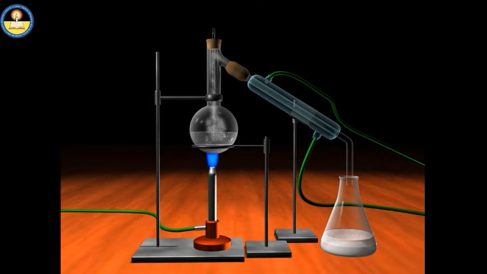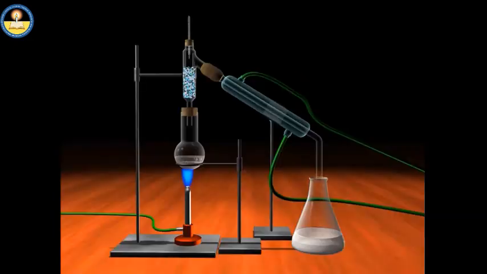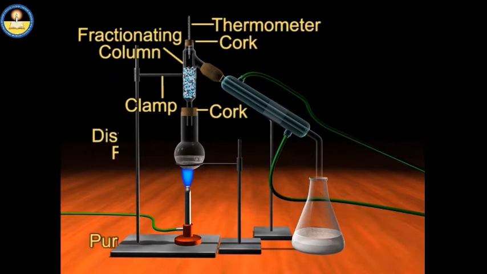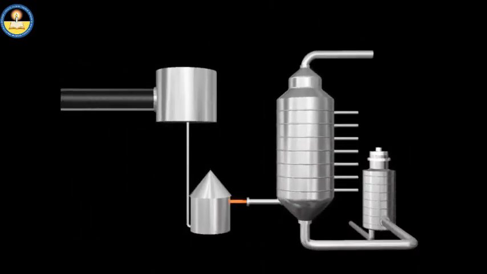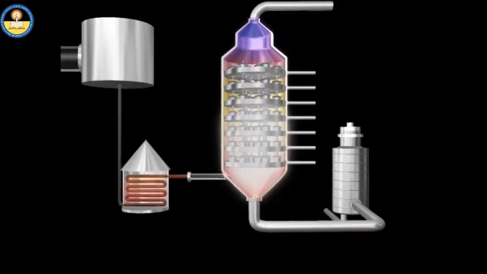If the difference in the boiling points of the liquids in a mixture is less than 25 degrees centigrade, simple distillation may not be able to separate them efficiently. Fractional distillation is used for liquids which have very close boiling points. It is used for separating different components of crude petroleum.